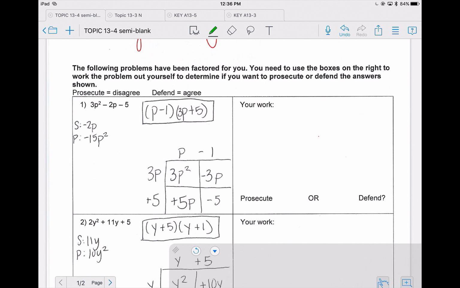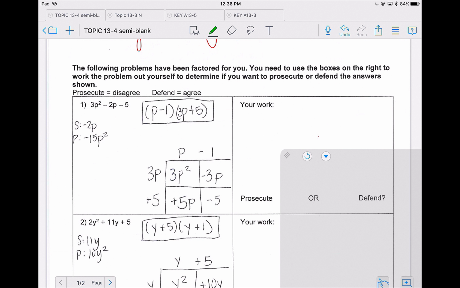Now, the activity that we did in class for 13.4 says the following problems have been factored for you. You need to use the boxes on the right to work the problem out yourself to determine if you want to prosecute or defend the answers shown. So what they've done is they've worked it, we're asked to work it, and then decide if we agree.